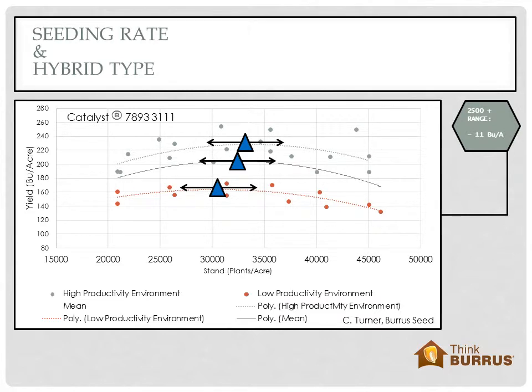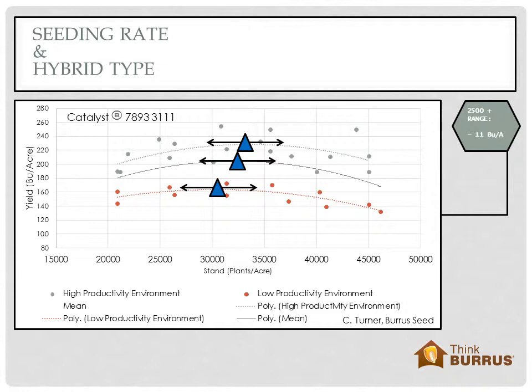Now here we have a different hybrid. It's a different ear type. We're talking about Catalyst 7893 3111. That's a structured refuge product, a little fuller season, probably one of the more full season in our lineup, 115-day RM. Here we're talking about a different set of populations that tend to look correct for this product. We'll show you that in comparison to that 2V56 in a second.